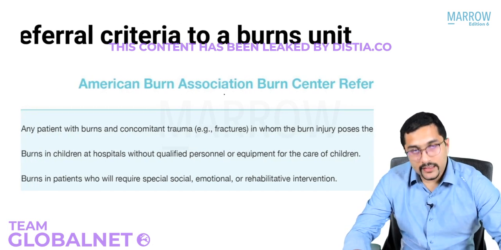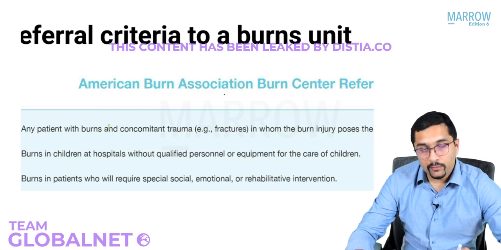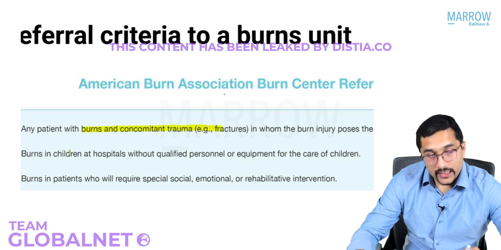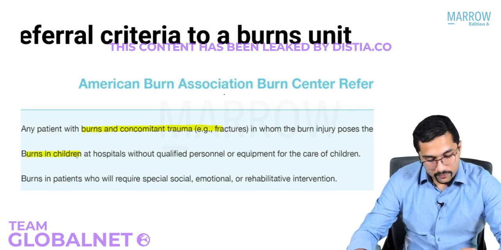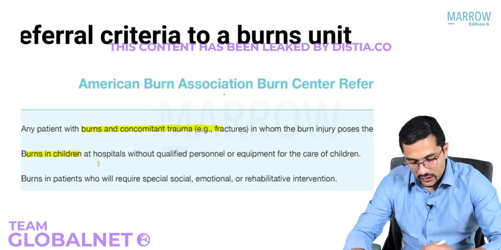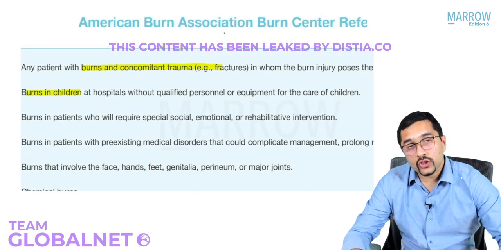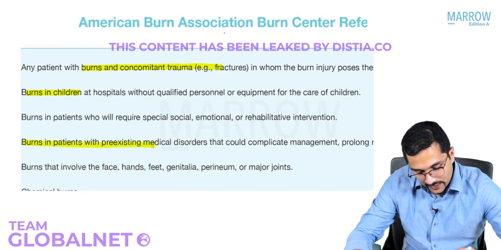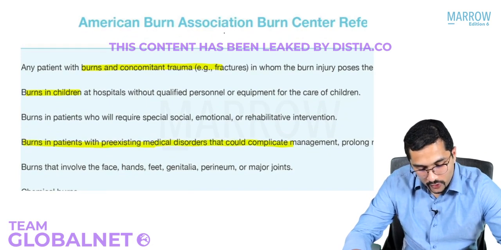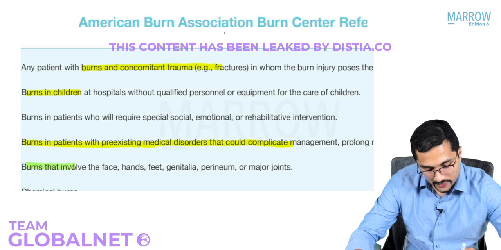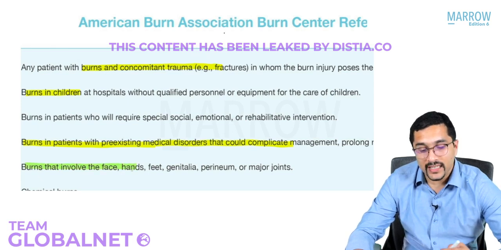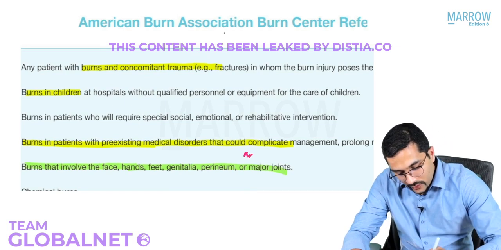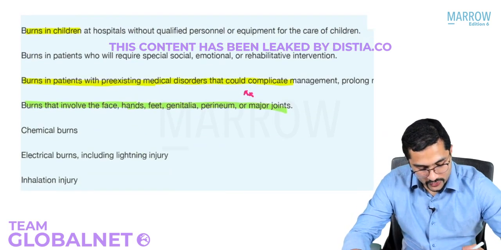The first one is a patient who has any burns and concomitant trauma like fractures, burns in children, burns in patients who require special social or emotional support. Then if there are burns in patients with pre-existing medical conditions. Very important for the exam are burns that are involving the face, hand, feet, genitalia, perineum or major joints. This is a very important point which you need to know for the exam.